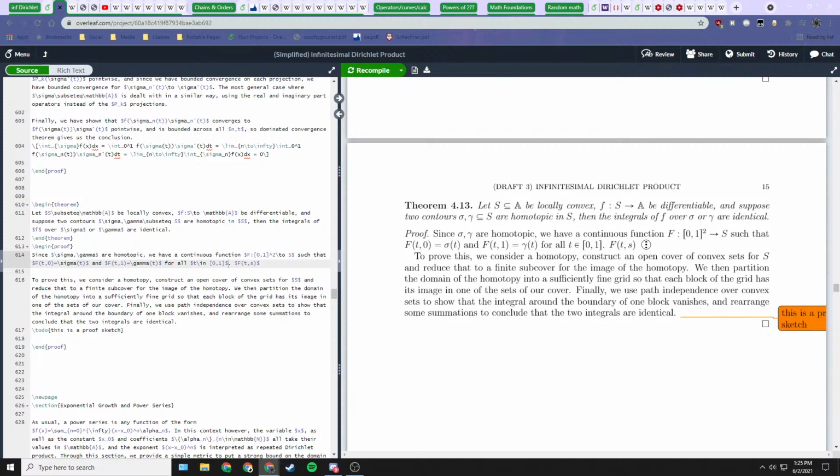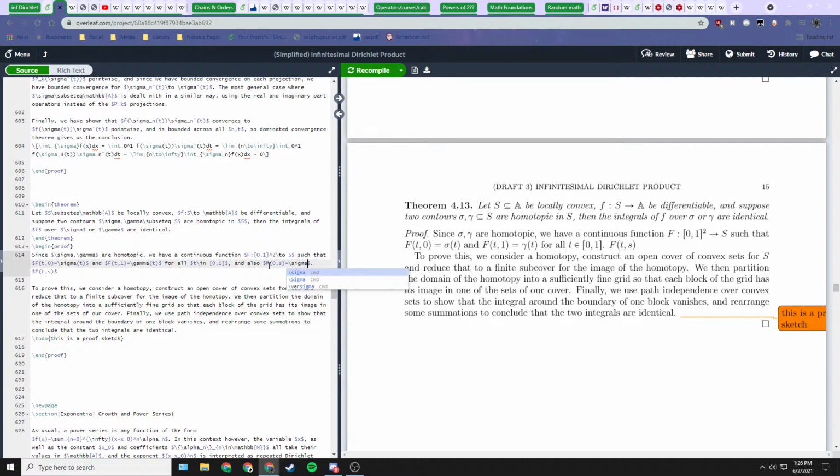There's one key point that I've missed. When s is 0, when time is 0, the first curve is sigma, and when time gets up to its maximum, the curve is gamma. But also, it needs to be such that the endpoints are fixed. So we have f of 0, s is sigma of 0, which is also gamma of 0.